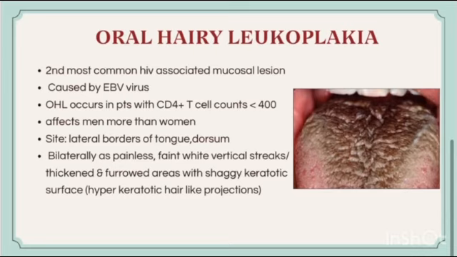Oral hairy leukoplakia occurs in patients with CD4 T cell counts less than 400. It more commonly affects men than women. The lateral borders of the tongue and the dorsum are more commonly affected, bilaterally, as painless, faint white keratotic streaks or thickened or furrowed areas with a shaggy keratotic surface.